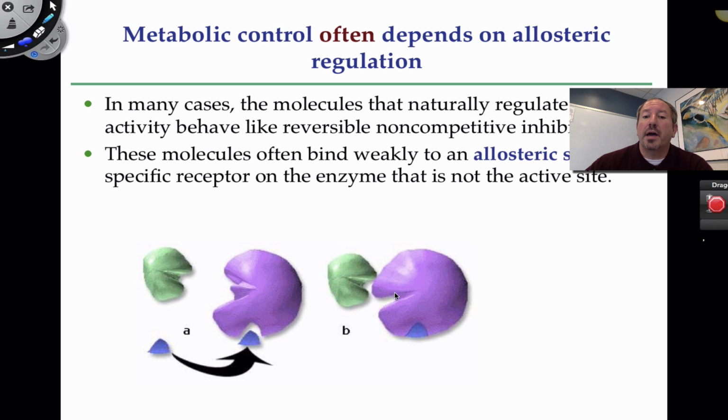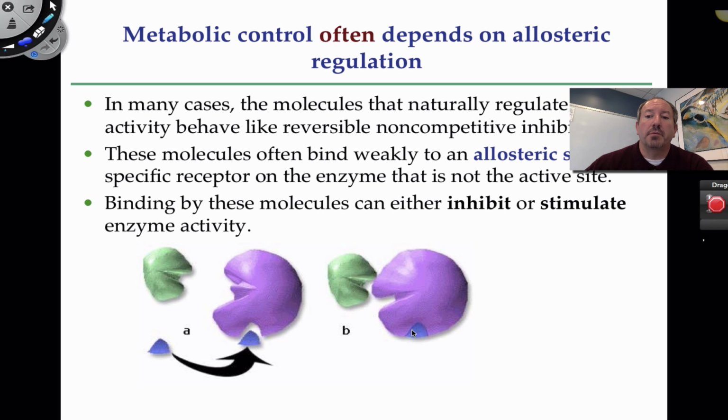So these are non-competitors. They're not competing with the substrate. So they bind to another site that's not the active site. And often the allosteric inhibitor doesn't bond covalently, because then it would be permanently influencing the shape of the enzyme. So logically, this is probably a hydrogen bond over here, or possibly an ionic bond, probably hydrogen.